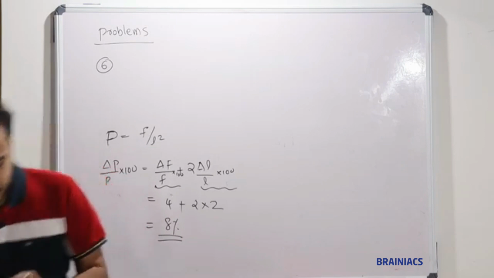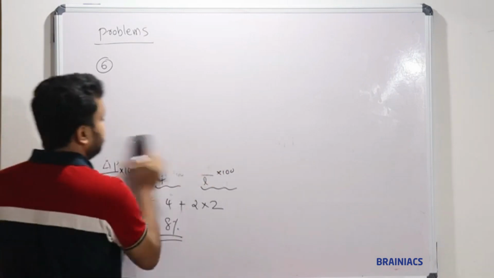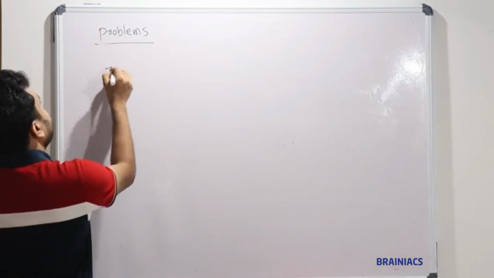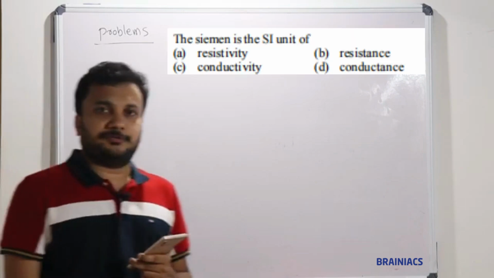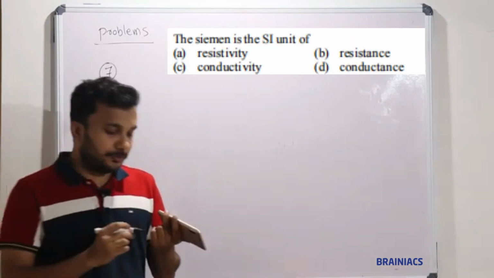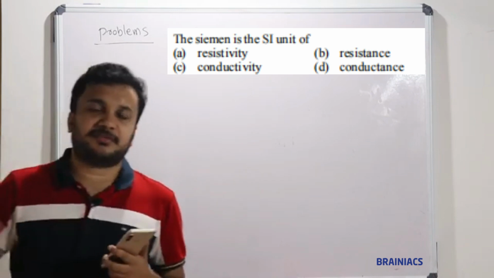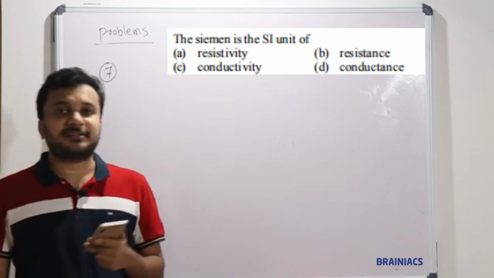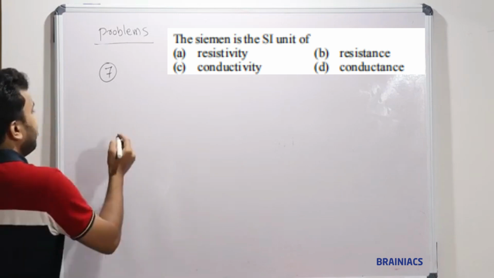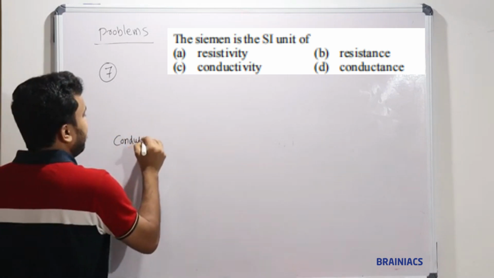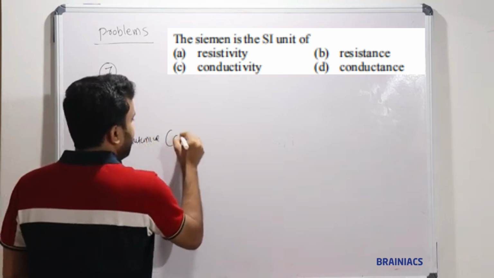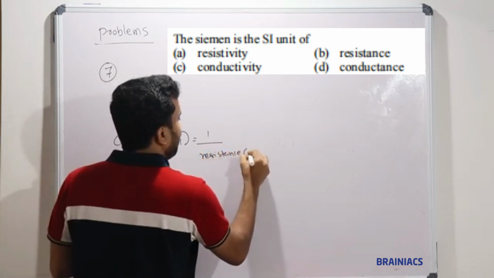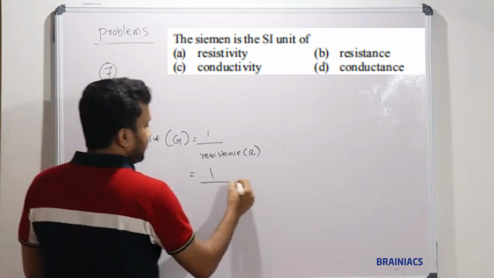Next one, the 7th question. Siemens is the SI unit of what? Now this is a new term for you, but if you learn physics for the next 10 months, this is a very common term for you. Siemens is a unit of conductance. Conductance is represented by the letter G, which is equal to 1 by resistance R.